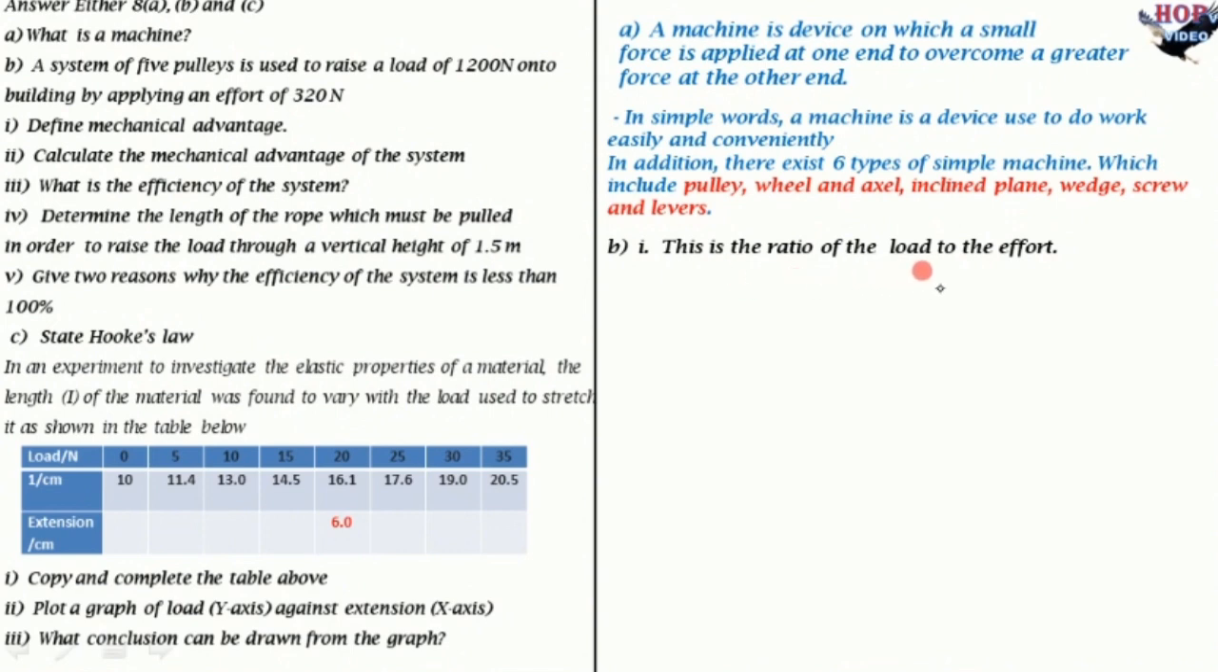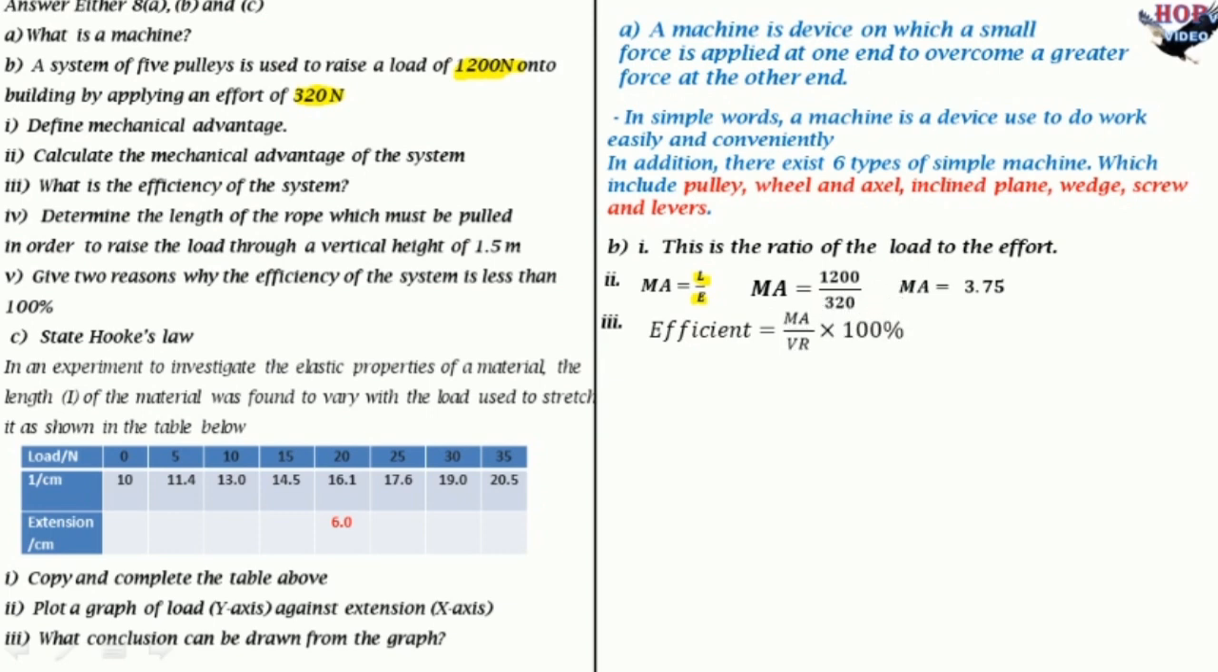This is the ratio of the load to the effort. The next one asks us to calculate the mechanical advantage of the system, which is described in B here. We have been given the load and the effort. So we know that mechanical advantage is load over effort. So if we calculate that, we are going to have 1,200 divided by 320, which is 3.75 without the unit. Remember, mechanical advantage has no unit because it is a ratio of 2 forces: the load, which is a force, and the effort, which is a force. So this gives a unitless quantity.